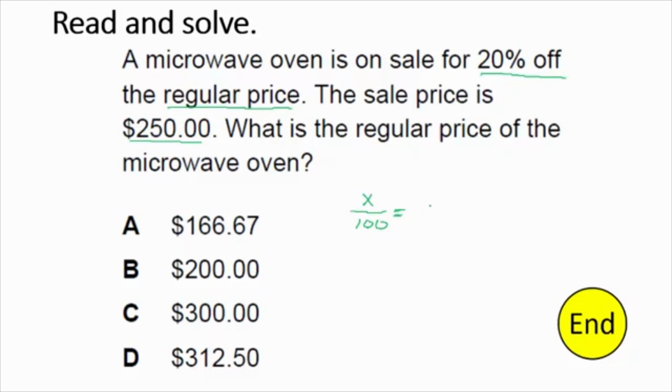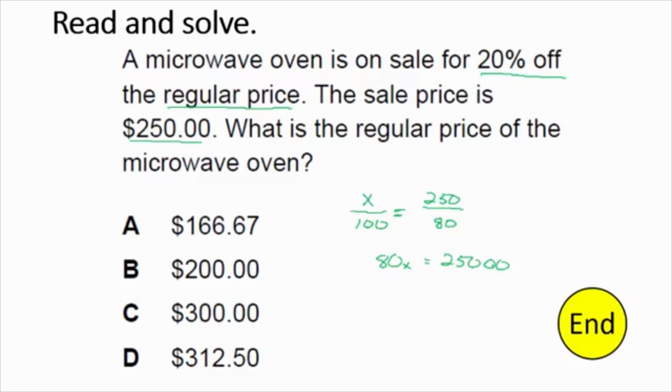So we're going to set up a little proportion here. We know the sale price is $250. Now here's the tricky part. We paid 80% of the original price. So the original price is 100% of some dollar amount. The sale price is 80%. So we're going to put that 80 down here. So what we've done is set up a proportion. Cross multiply: 80x equals, it's going to be a pretty big number here, 25,000.